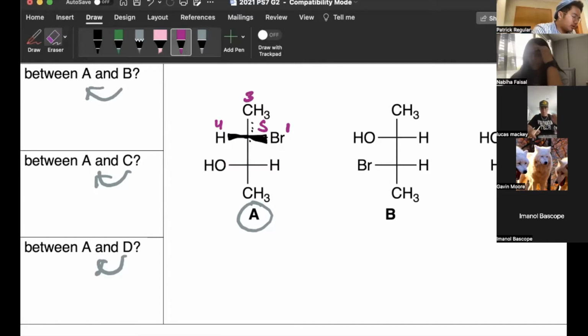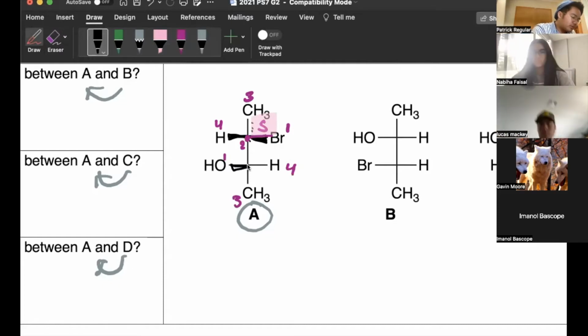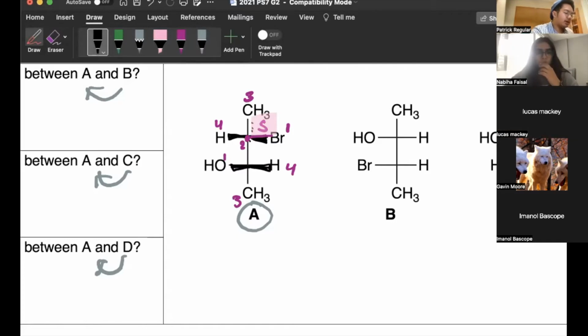Going back around, I'm just going to highlight that S. This is 1. This carbon right here is 2 because that's a carbon connected to a Br. This would be 3, and this would obviously be 4. Wedge. So we would have an S, I think. Gavin, if you're here, was this S? Is this what you got? Yeah, it was S, S. Okay, I thought so.